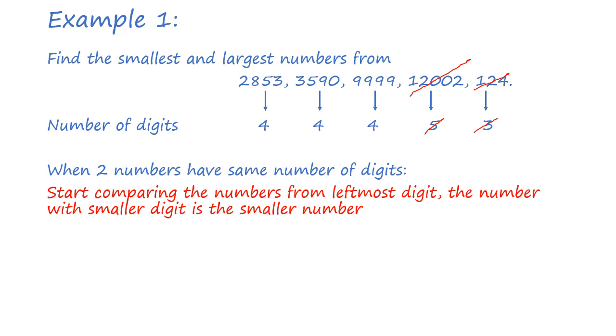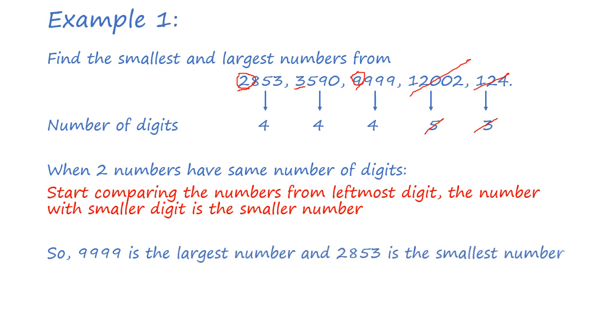So let's see what are the leftmost digits. For this number, 2 is the leftmost digit. For this number, 3 is the leftmost digit. And for the third number, 9 is the leftmost digit. And comparing 2, 3 and 9, we see that 9 is the largest digit and 2 is the smallest digit, which means 9999 is the largest number and 2853 is the smallest number.